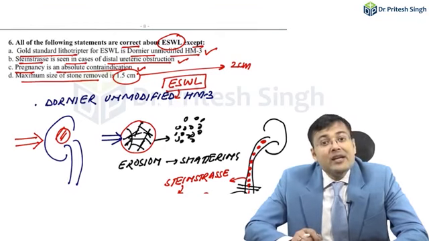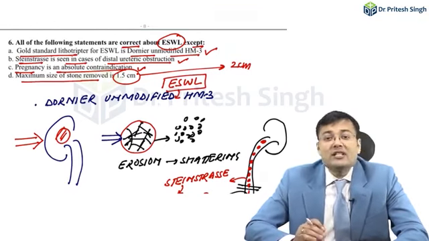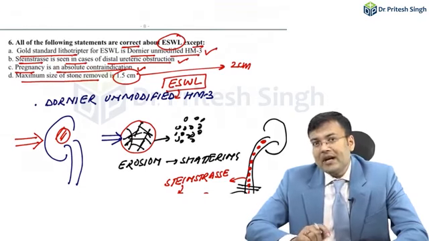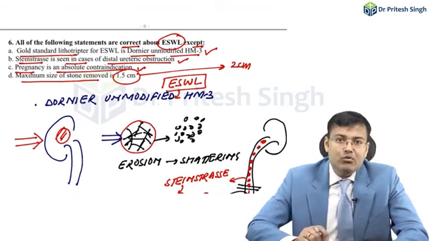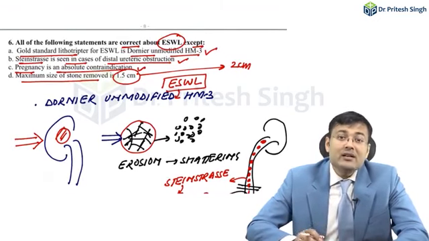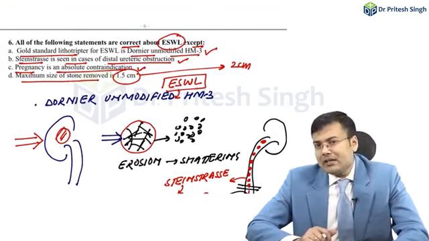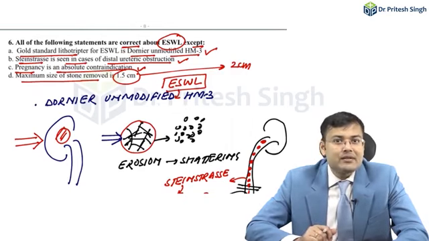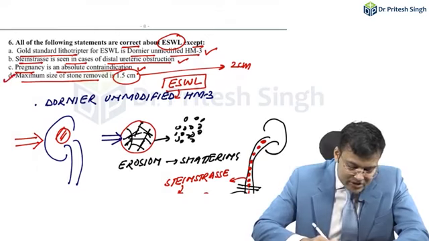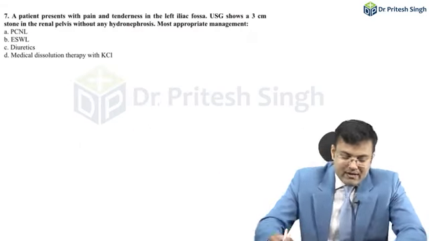It's in ERCP, and this is for CBD stone. So be careful. In renal stone, the maximum size of stone removed by ESWL is 2 centimeter. In CBD stone, the maximum size of stone removed by ERCP is 1.5 centimeter. So the correct answer for this question is D. Have a look at this question.